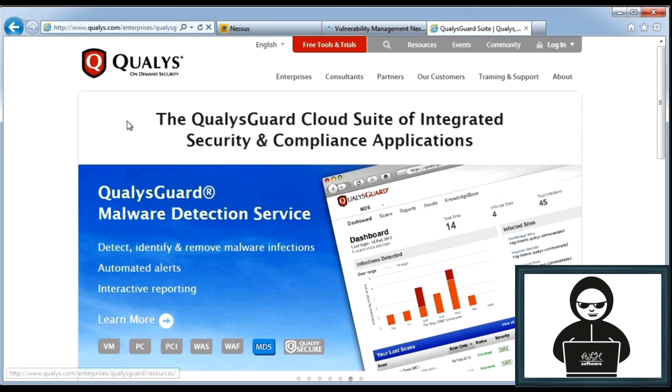So that's vulnerability scanners. Again, in subsequent lessons, we'll go through in more detail how to make use of these vulnerability scanners.